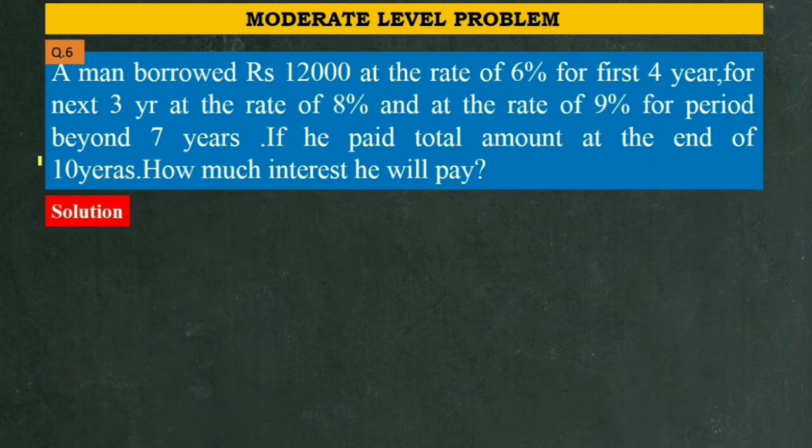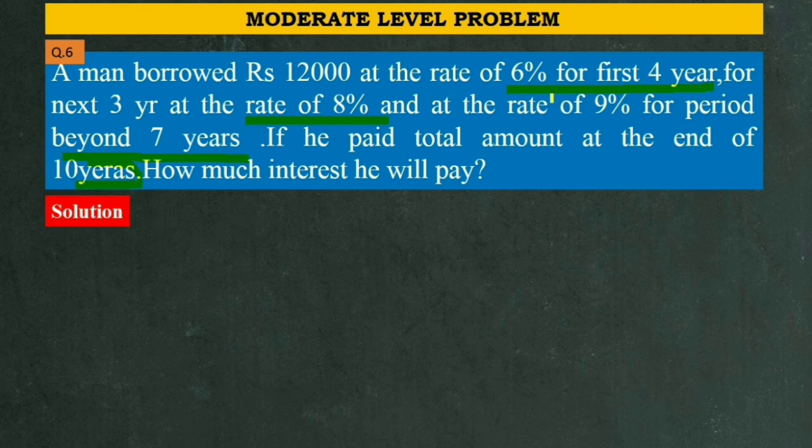Now we will move towards the sixth problem. A man borrowed rupees 12,000 at a rate of 6% for the first 4 years, for the next 3 years at a rate of 8%, and at the rate of 9% for the period beyond 7 years. If he paid the total amount at the end of 10 years, please do correct it, it is 10 years, how much interest will he pay?